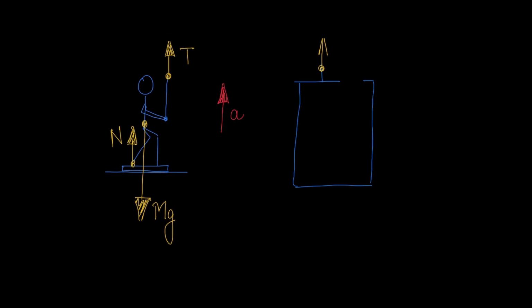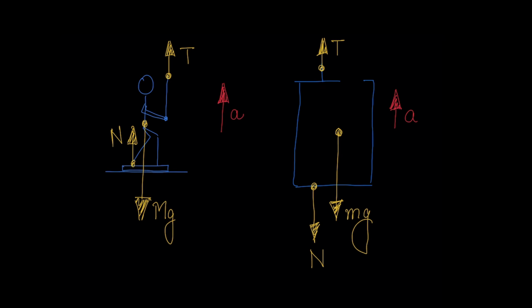Similarly, for the box we have the tension T upward, the weight mg of the box downward, and finally the normal reaction N, which is the reaction force exerted by the man on the weighing machine. Now since the man and the box move together, their acceleration is the same, so the box acceleration is A upward.